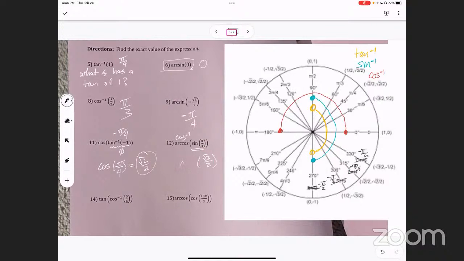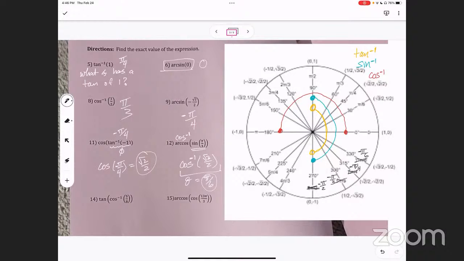Okay. Maybe it'll make it easier if I write it like that. So this is an angle, right? That's an angle. So there's your answer.